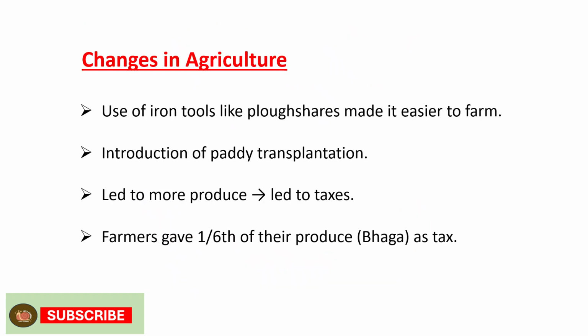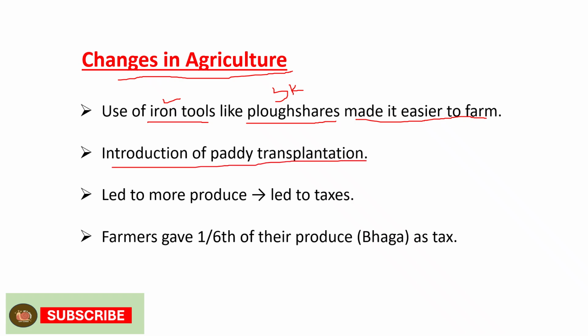In this slide, we are going to learn about how agricultural changes happened in society. In the Harappan civilization, the people did not know about iron tools. They did not know the use of iron. But about 3000 years ago, the people started to use iron, like iron plowshares. They made agriculture very easy. Then it led to the introduction of paddy transplantation.